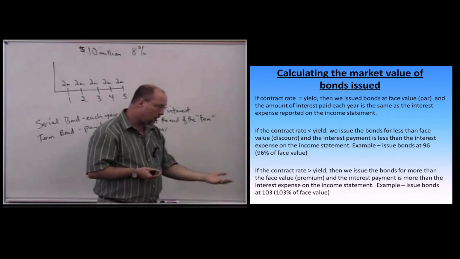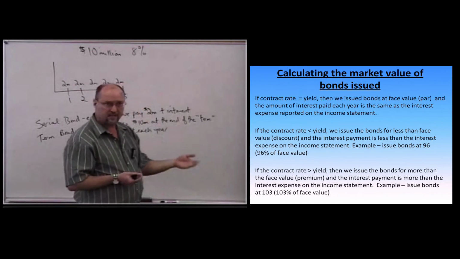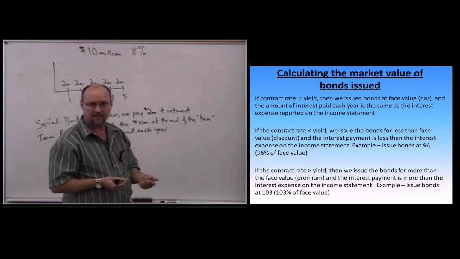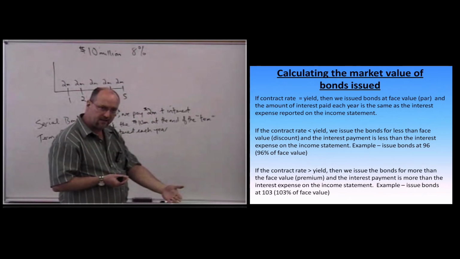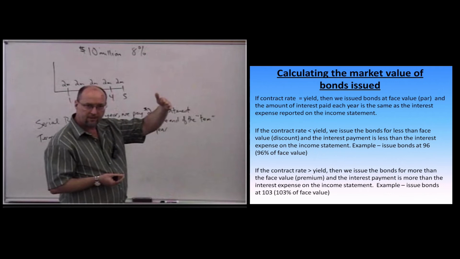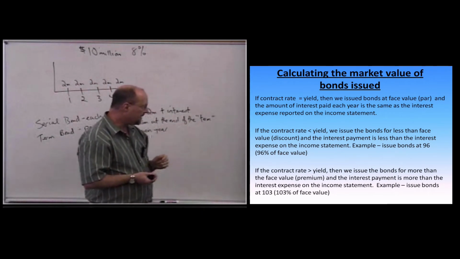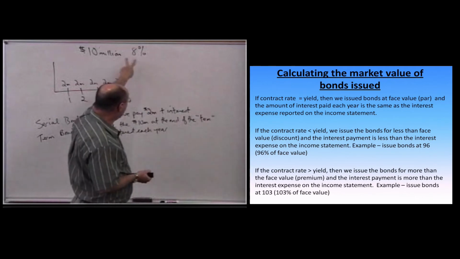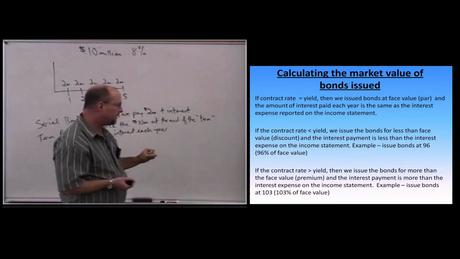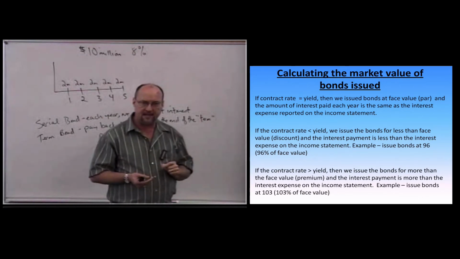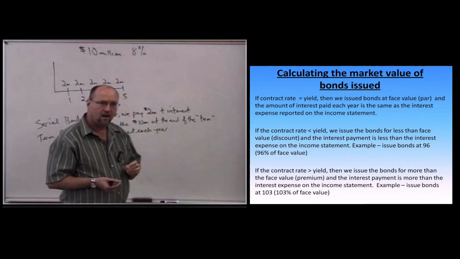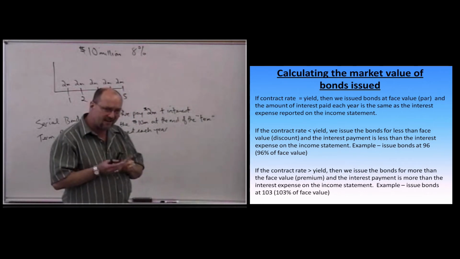Okay? So if you issue at 104, it's 104%. If you issue at 97, it's 97%. If it's less than 100, it's a discount. If it's more than 100 that we're issuing at, it's a premium. Okay? And then notice the interest payment of $800,000 in this example is going to be a little bit more than the interest expense that we report on the income statement. And again, we're going to see how to do that next.